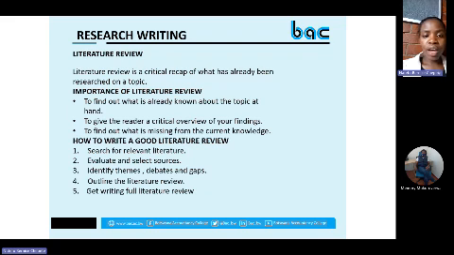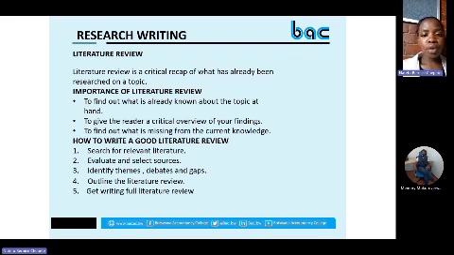The importance of literature is to find what's already known about the topic at hand and to give the reader a critical overview of your findings, to find out what's the missing information from the current knowledge so you can add to your knowledge easily.